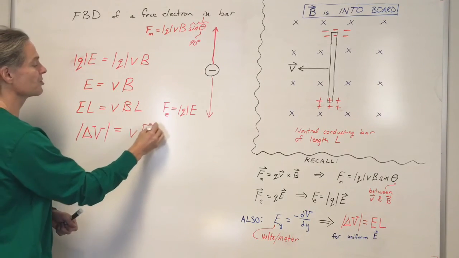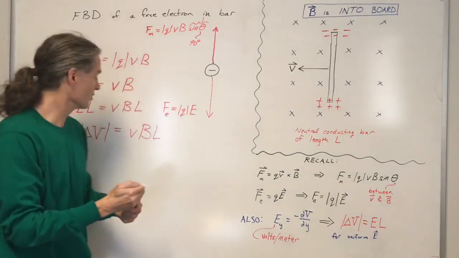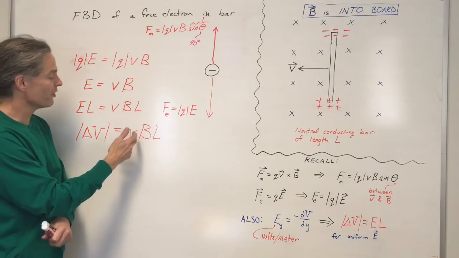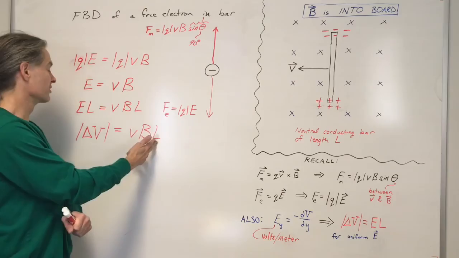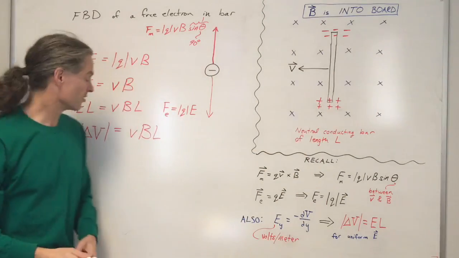And so the induced electric potential difference between the ends of the bar in this situation will be equal to the speed the bar is moving multiplied by the strength of the magnetic field multiplied by the length of the bar. And this, of course, assuming that the bar is moving perpendicular to the magnetic field.